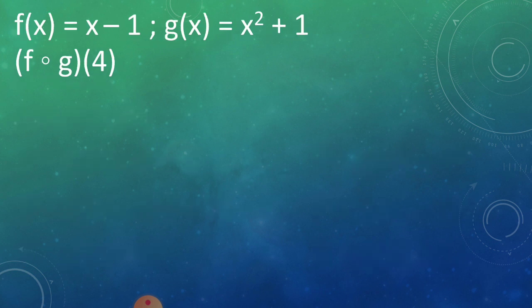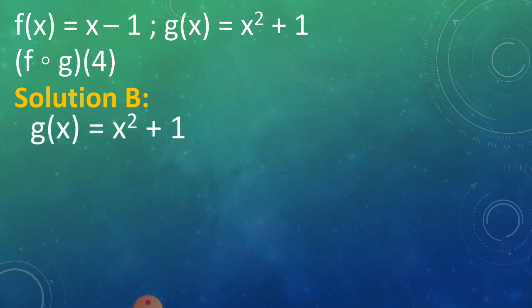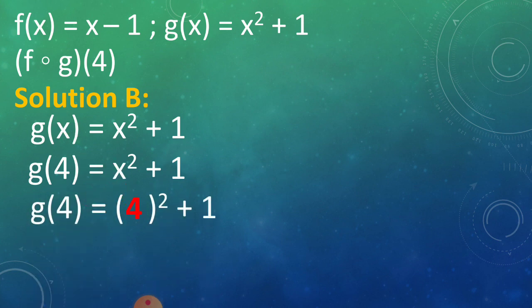Another way: first, we need to get g of 4. And then, the resulting value will be plugged into f of x so that we can satisfy that the function f must contain the function g. So we need to get first g of 4, then the resulting value will be plugged into f of x. So getting g of x, which is equal to x squared plus 1, find g of 4. Replace x with 4. So that is 4 squared plus 1. 4 squared is equal to 16, then plus 1 is equal to 17.